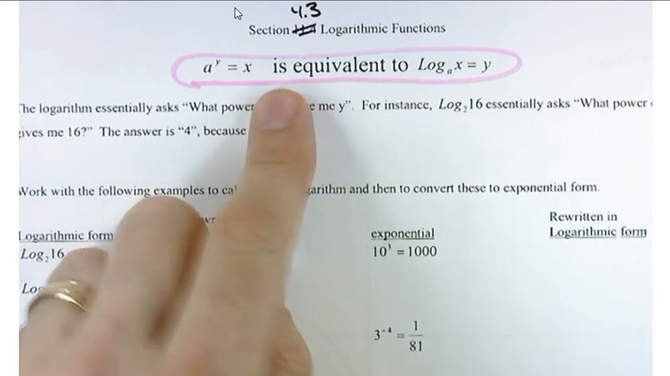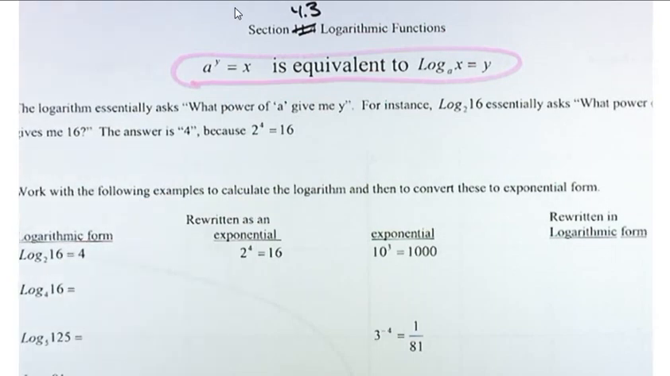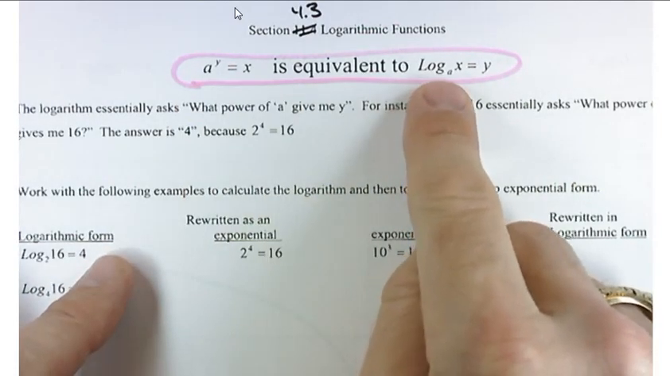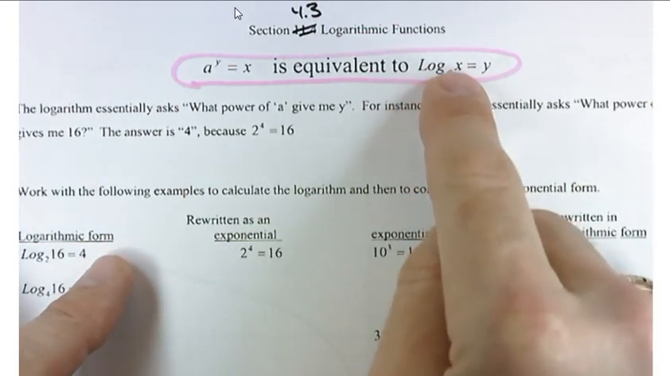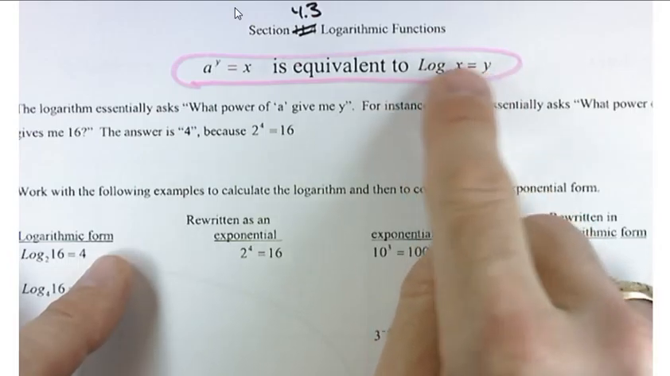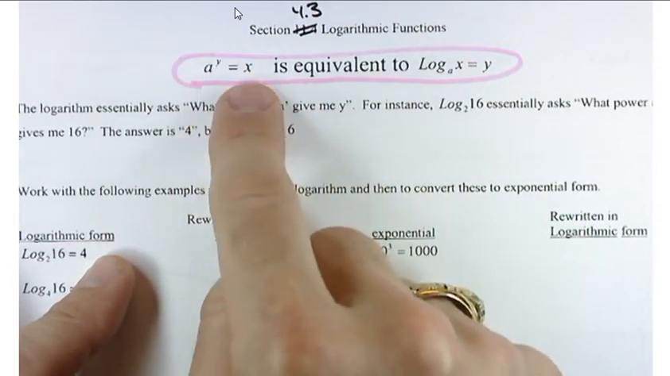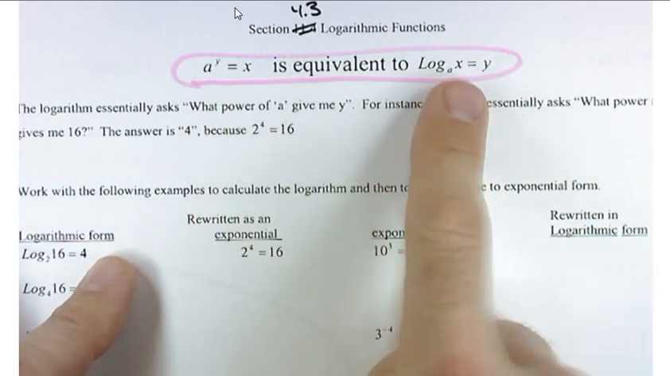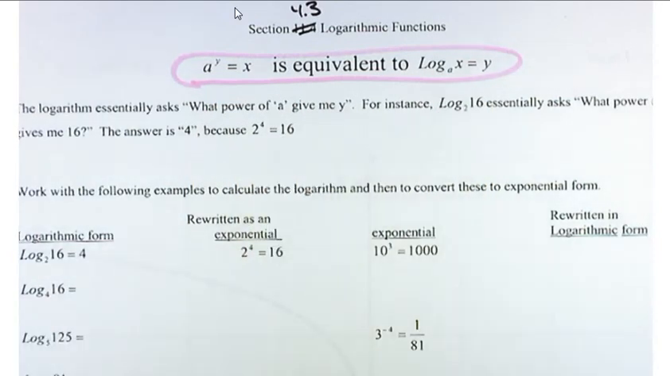So what is the logarithm saying? The logarithm is really asking you, what power of a gives me this? So a to the y power gives me x. a to the y equals x. That's why these two are equivalent, and we can use one as the inverse of the other.